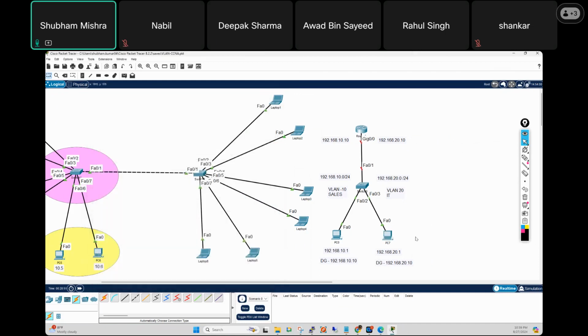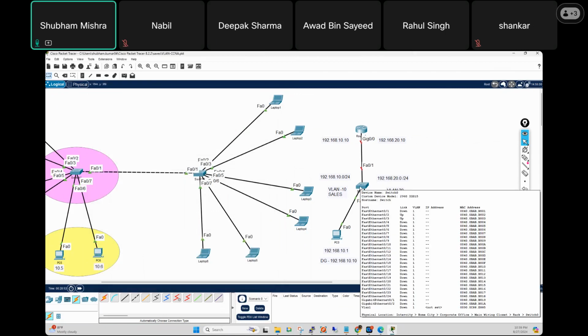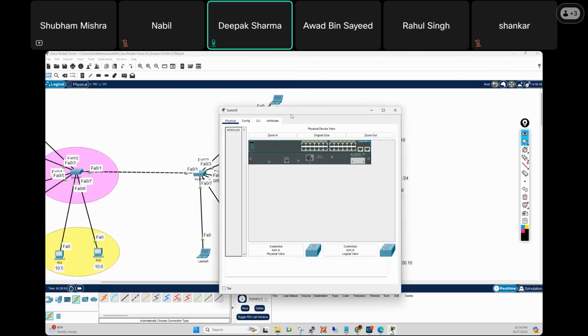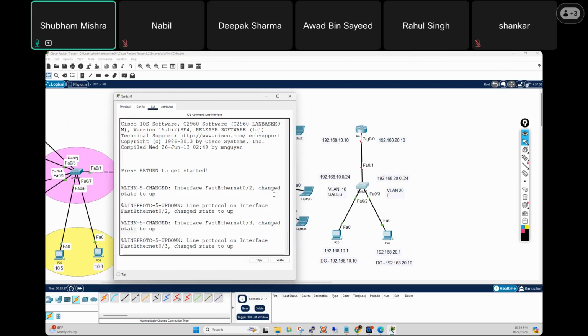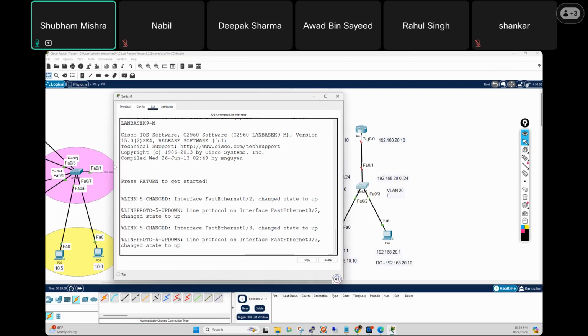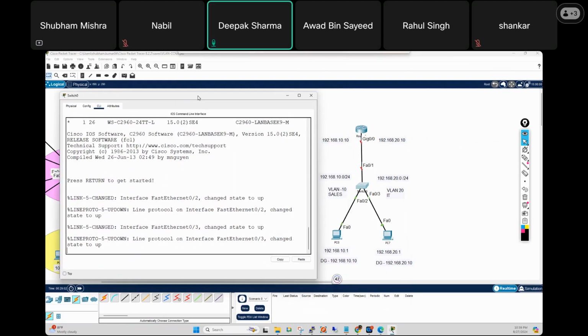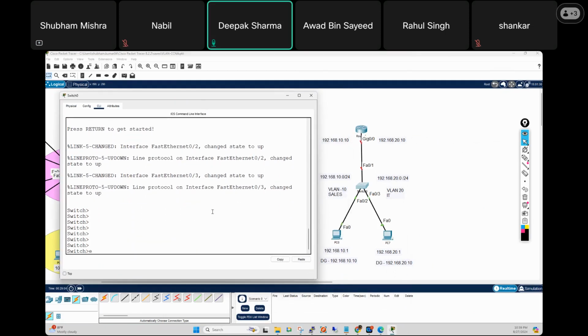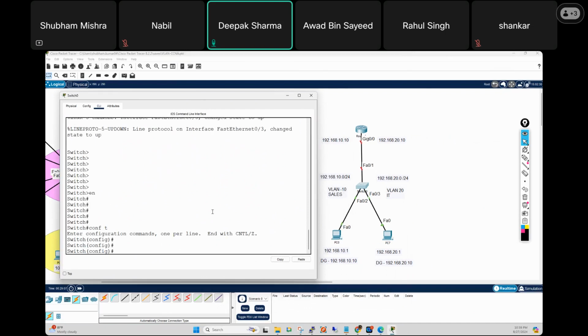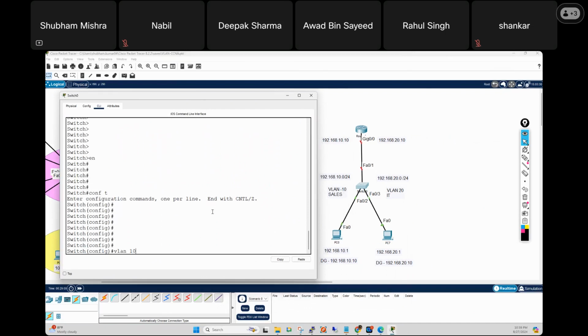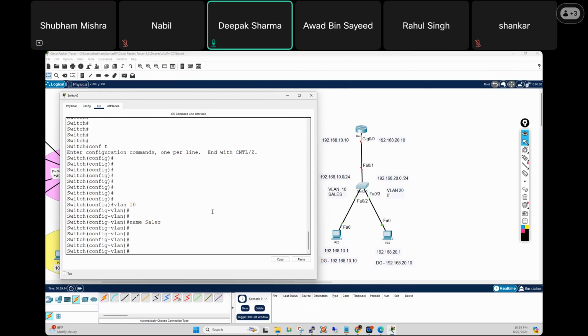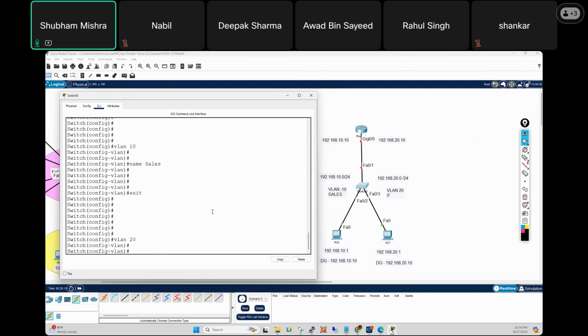So on the PC we did it. Now come here on the switch. On the switch, what do we have to do? We have to configure two VLANs first. VLAN number 10, name is Sales. Exit. VLAN number 20, name is ID. Exit. Right now, I have not moved any interface.